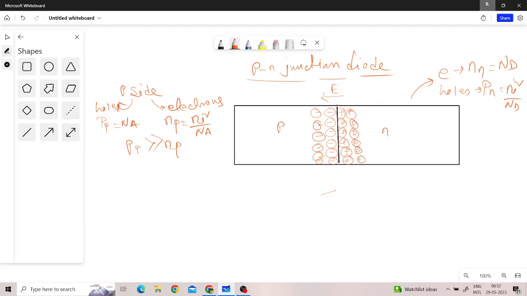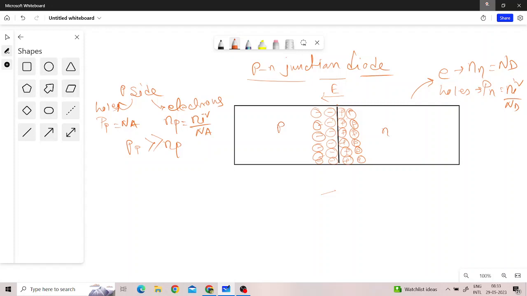So due to the electric field, there are minority carriers also. Suppose here the minority carriers are holes, so the electric field will force the holes in this direction and force the electrons in this direction. So for this reason there will be a drift current also.